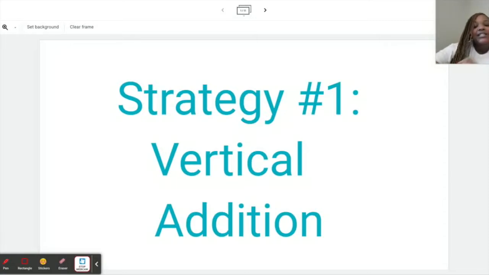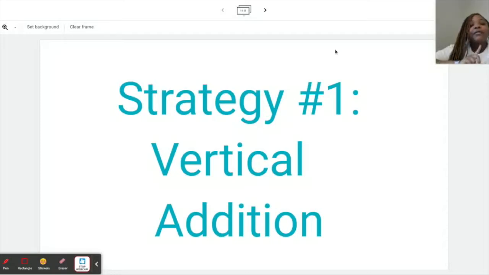Our first strategy is called vertical addition. Who can tell me, what does vertical mean? I know you might have heard of vertical lines or anything. So what does vertical mean? Take a minute to think. Right. If you said up and down, you're totally correct. Or if you said top to bottom, you're also correct. Because vertical just means top to bottom or up to down.